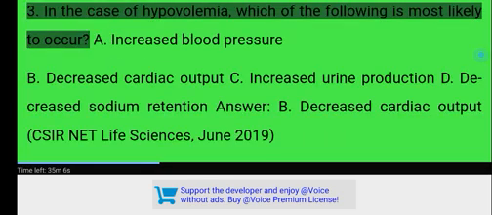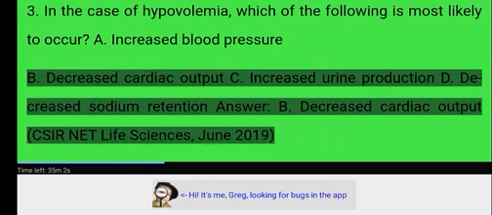3. In the case of hypovolemia, which of the following is most likely to occur? A. Increased blood pressure. B. Decreased cardiac output. C. Increased urine production. D. Decreased sodium retention. Answer. B, Decreased cardiac output. CSIR NET Life Sciences, June 2019.